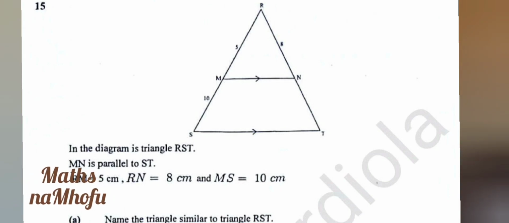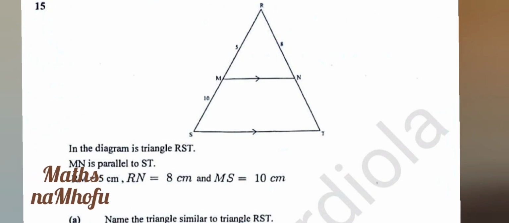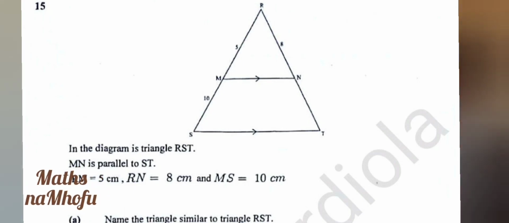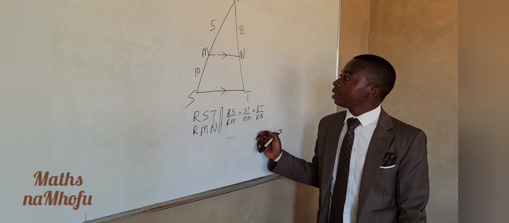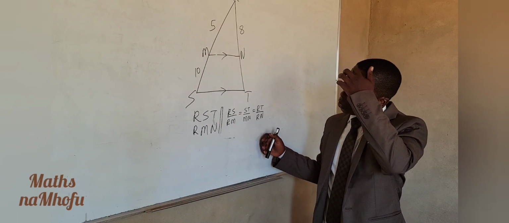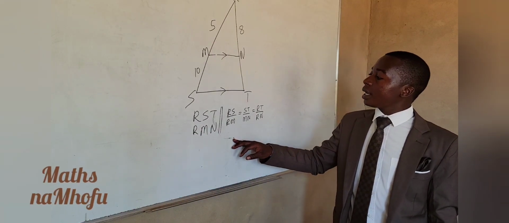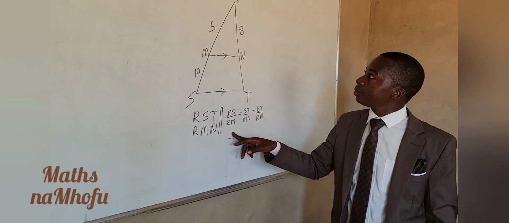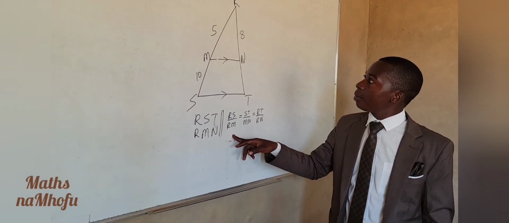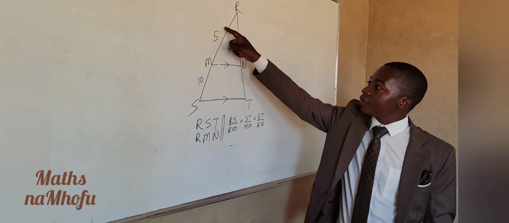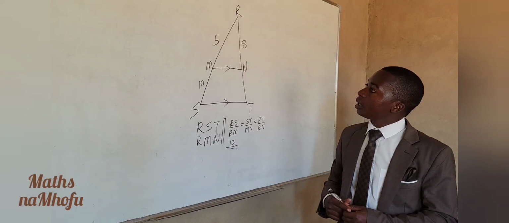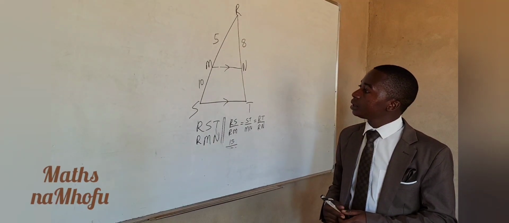Now you have to check the part where you are going to have a complete side. Which one will have the complete sides? RS, do you have RS? Yes. RM, do you have RM? Yes. RS is not 5, it's 5 plus 10, which is 15, right? So RS is 15 over RM, which is 5.